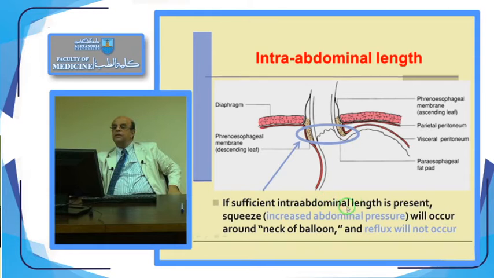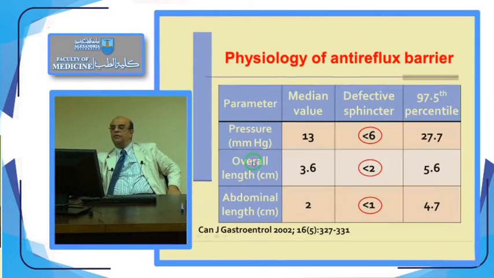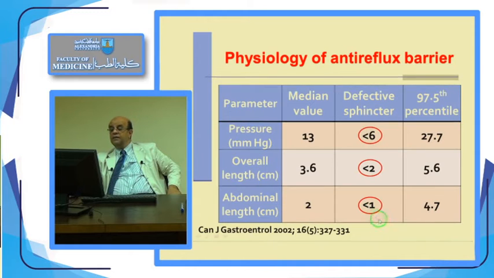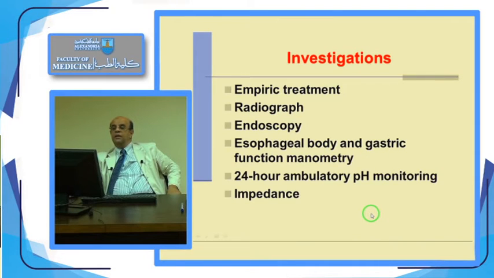The intra-abdominal length is important. If sufficient intra-abdominal length is present, the increase in intra-abdominal pressure will occur around the neck of the balloon, preventing gastroesophageal reflux. In the physiology of the anti-reflux barrier, the sphincter is defective if its pressure is less than 6 millimeters of mercury, if its overall length is less than 2 centimeters, or if the abdominal length is less than 1 centimeter.